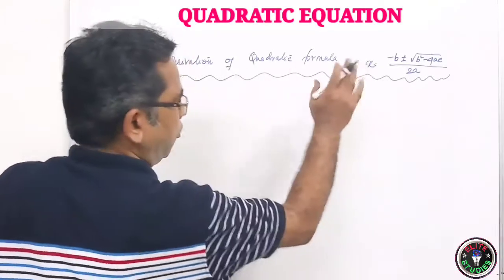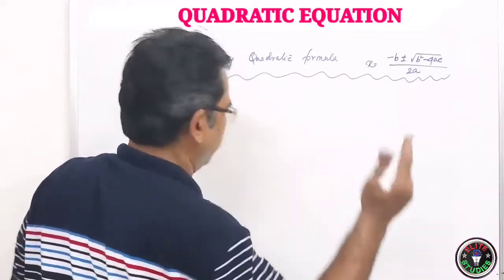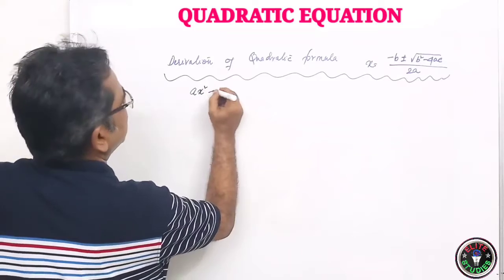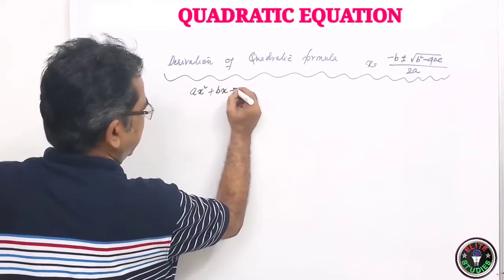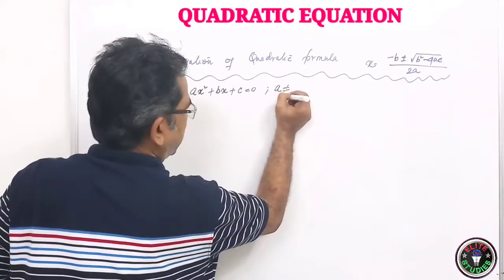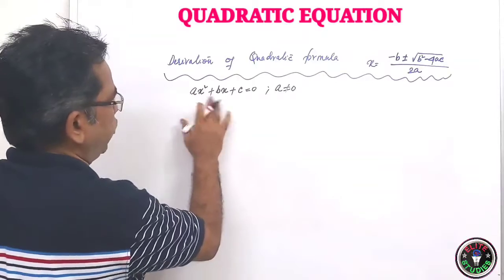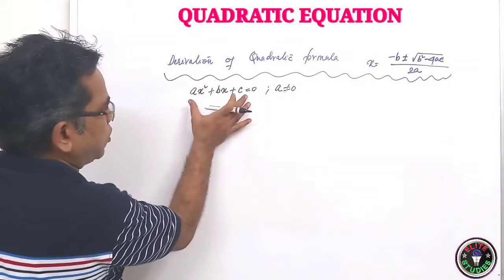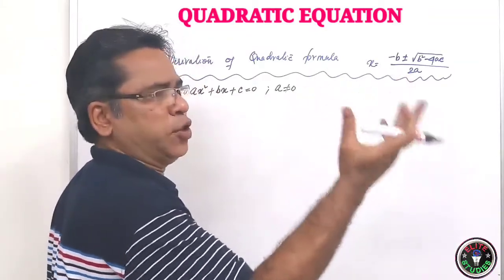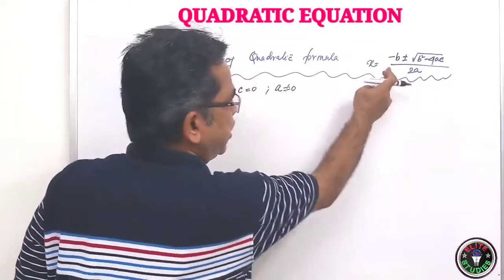And this is for a general form of a quadratic equation. Let us write the general form of a quadratic equation: ax square plus bx plus c is equal to 0, a not equal to 0. The aim is to get the root of this quadratic equation. Once you get the root of this general form, you will be able to get the roots of any given equation by applying this formula. Let us see how to derive this formula, because this is the ultimate formula.